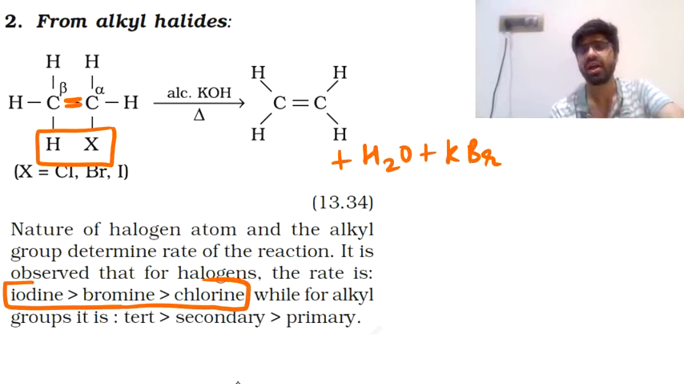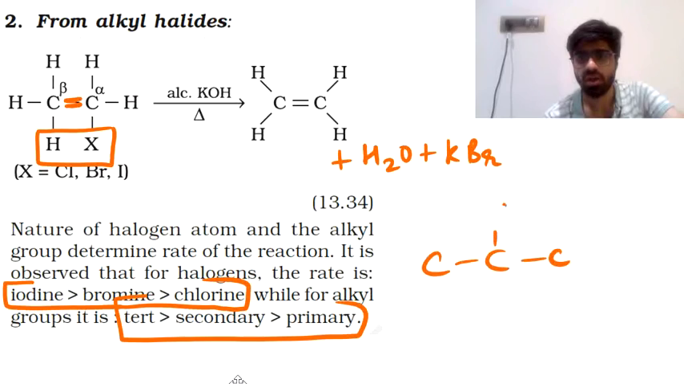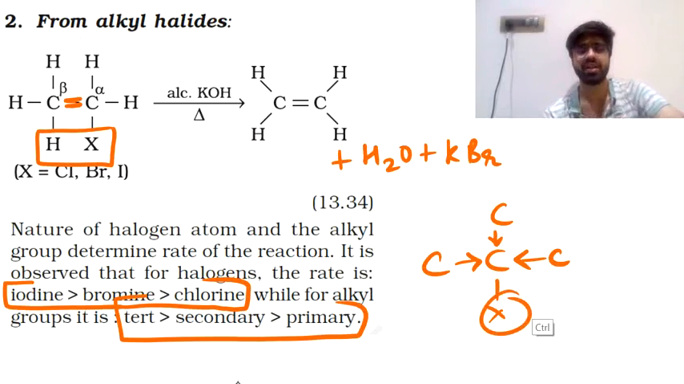And if you talk about the alkyl groups, the tertiary group is going to be the quickest. I mean, tertiary alkyl halide will be the quickest in reacting, then secondary, and then primary. The reason is inductive effect. So if halogen is attached with a tertiary carbon atom, it experiences inductive effect from 3 carbon atoms or 3 alkyl groups, and that is why the halogen atom is pushed to a larger extent in case of a tertiary alkane.